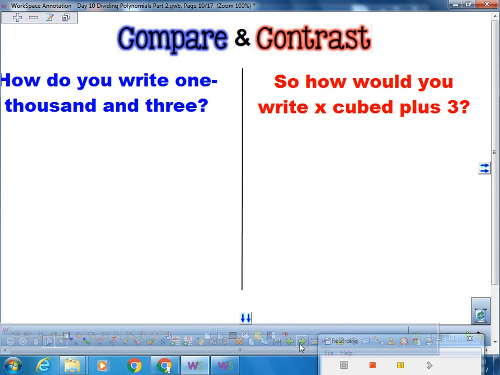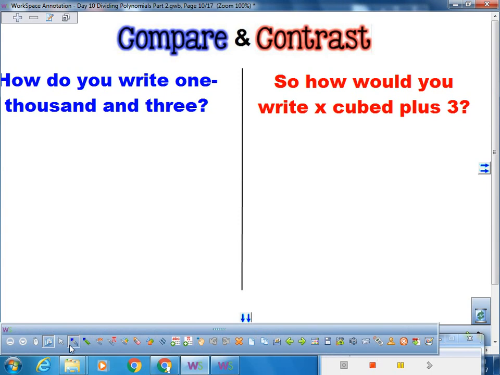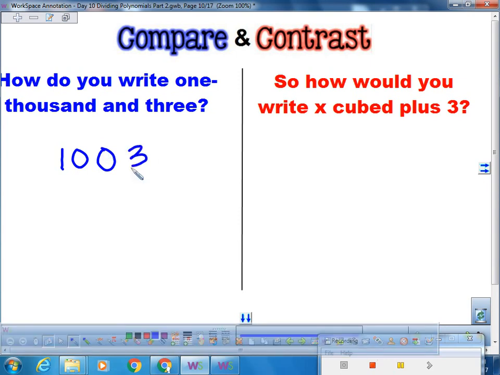Okay, so remember we had a little bit of a conversation yesterday about place value, right? So how would you write 1,003? I'd write it 1,000 with no hundreds, Joey. No hundreds. No tens. And a 3. Isn't that 1,003? And if you don't have the place value, it's just 13, which is very different.